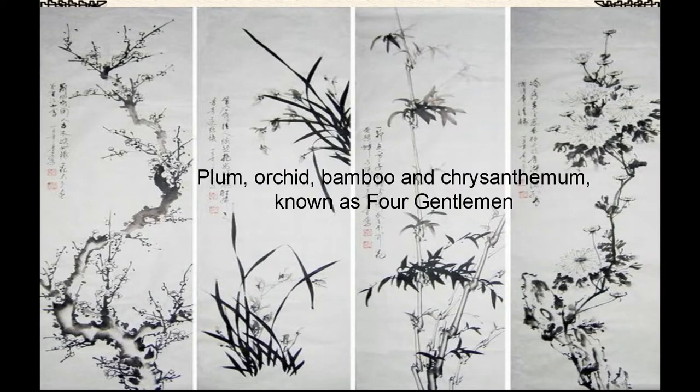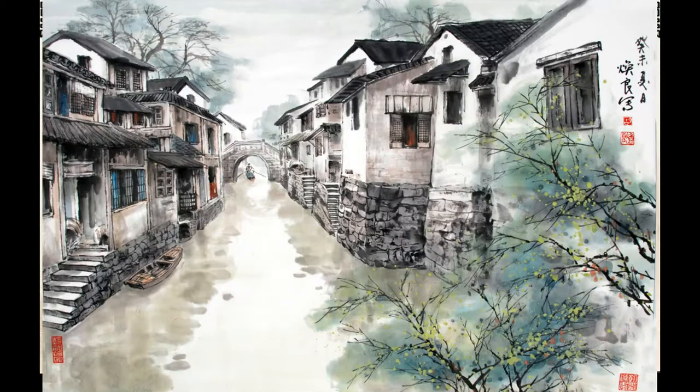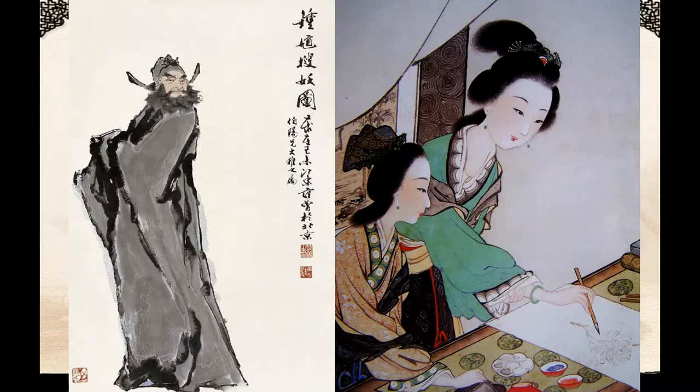Ancient artists loved to paint plum, orchid, bamboo, and chrysanthemum. They are renowned as the Four Gentlemen. Not because these plants are any better than the others, but they represent the noble and upright character, ready to help each other under hard conditions. These are flower and bird paintings. Here's the ancient water town, a landscape painting. Here we can see two figure paintings.